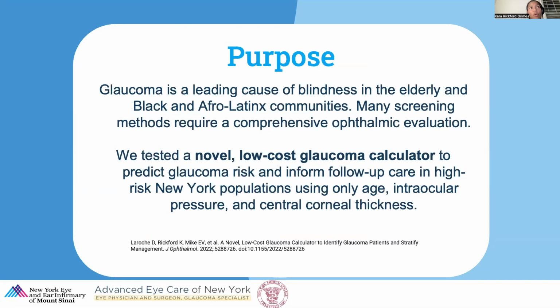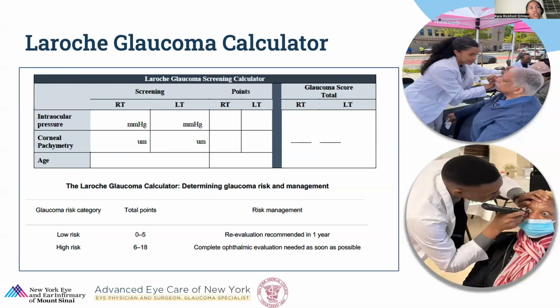Many screening methods require a comprehensive ophthalmic evaluation. We tested a novel low-cost glaucoma calculator to predict glaucoma risk and inform follow-up care in high-risk New York populations using only 3 variables: age, intraocular pressure, and central corneal thickness.